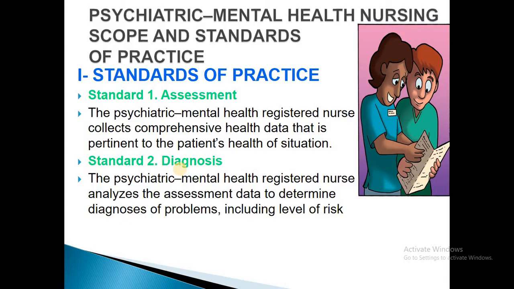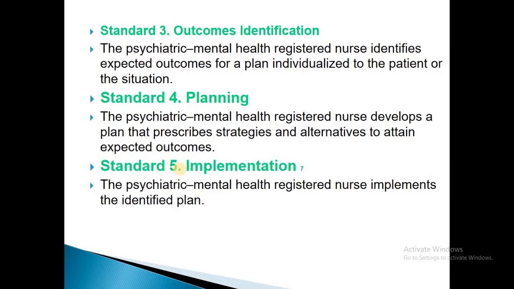Standard 1, assessment: the nurse should make a complete assessment by collecting comprehensive health data that pertains to the patient's health or situation. Standard 2, diagnosis: the psychiatric mental health registered nurse analyzes the assessment data collected to determine the diagnosis of the problem and set it in priority, including level of risk. Standard 3, outcomes identification.